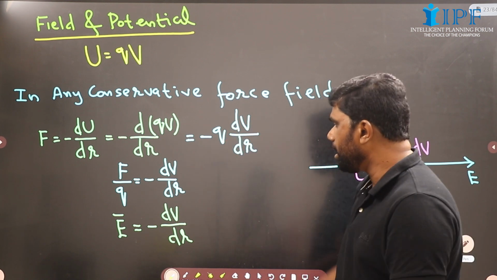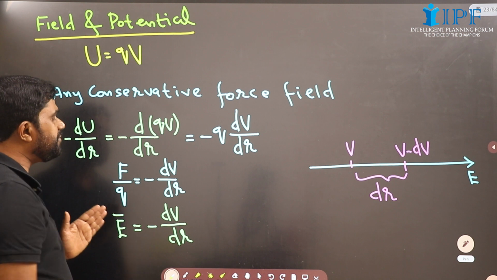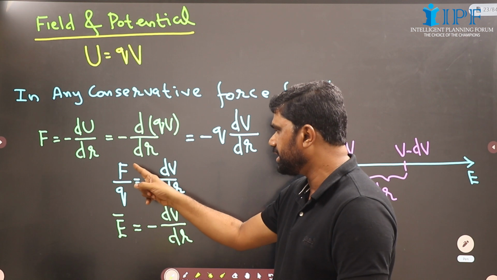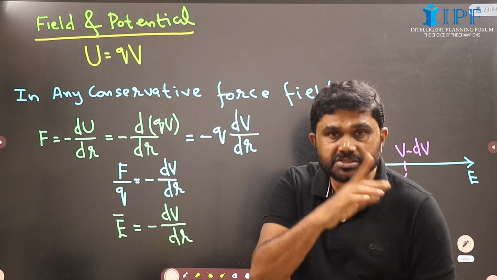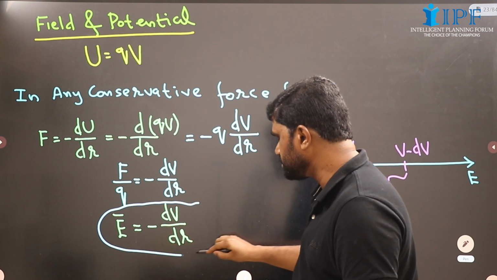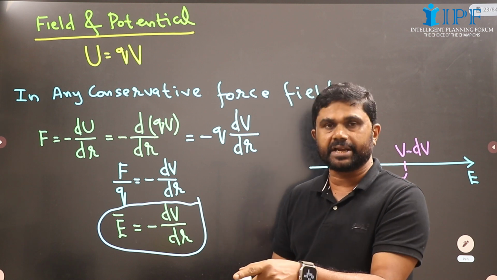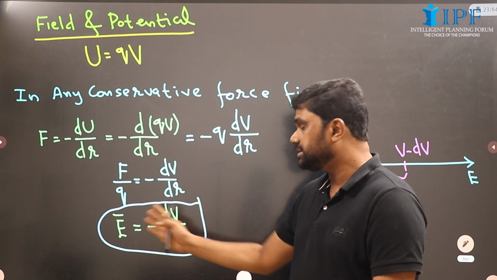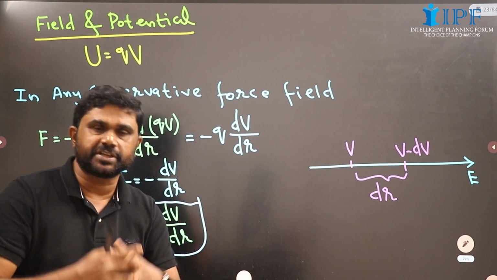Now dV by dr, see, this F equal to minus q dV by dr, where F is the electric force. Then take this q to the left side, we will get F by q, electric force per unit charge. It is nothing but the intensity of electric field. So intensity of electric field, we will get this as minus dV by dr. dV by dr is the potential gradient. Minus dV by dr means the negative of the potential gradient, that is equal to the intensity of electric field. Okay, now what is the significance of that negative sign?